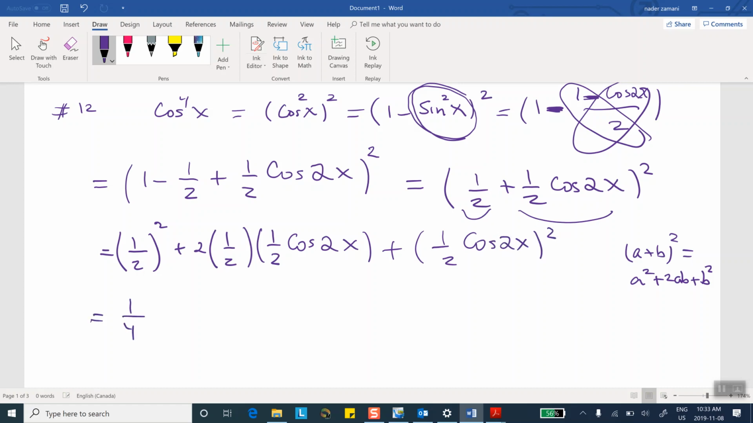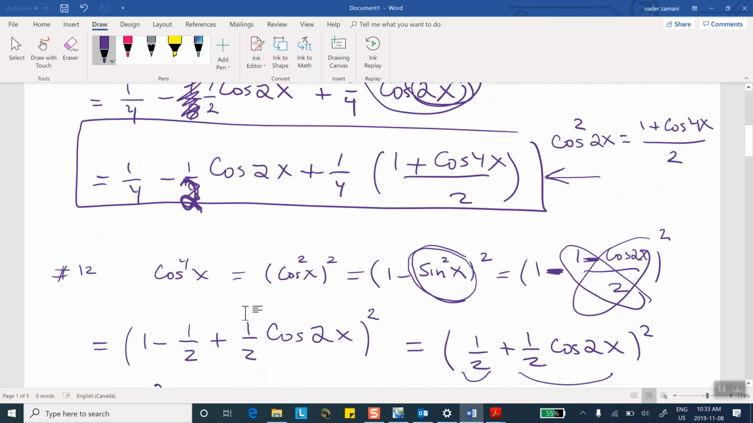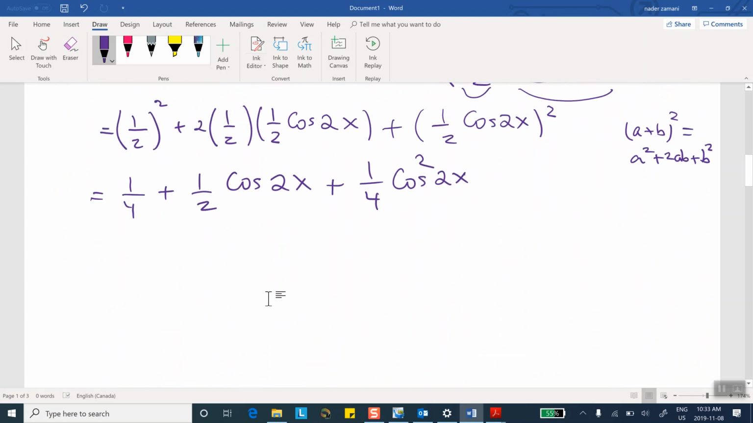Clean it up, 1/4. Now notice that again these two cancel each other out. You get 1/2 cosine of 2x plus this thing is 1/4 cosine of 2x squared. Now notice that this is exactly the same as that, except that this sign became plus instead of minus.